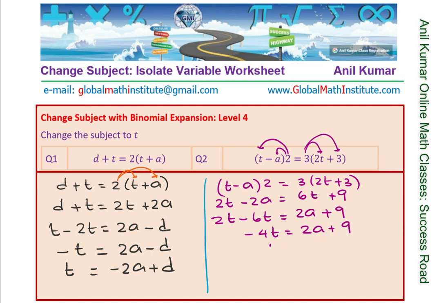Dividing by minus 4, I get the value of t as minus 2a by 4, and we have minus 9 by 4. So I change the sign to negative since we are dividing by negative 4. Well, we can simplify the first term. 2 divided by 4 is a half, right? So we get minus a by 2 here. And we have minus 9 over 4 as the next term. So when you simplify, that's what you get. And that is how we can change the subject to t. So I hope the concept is absolutely clear.